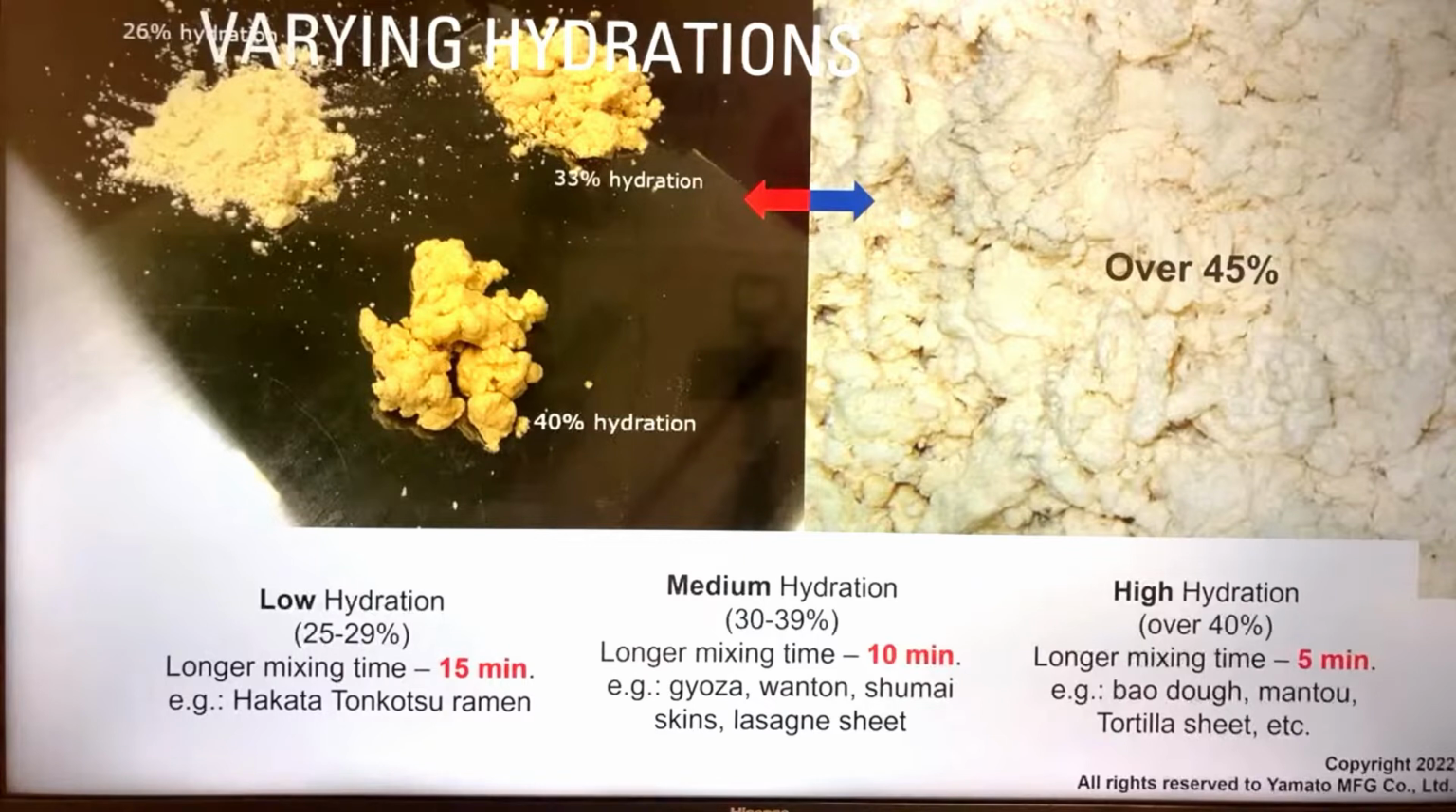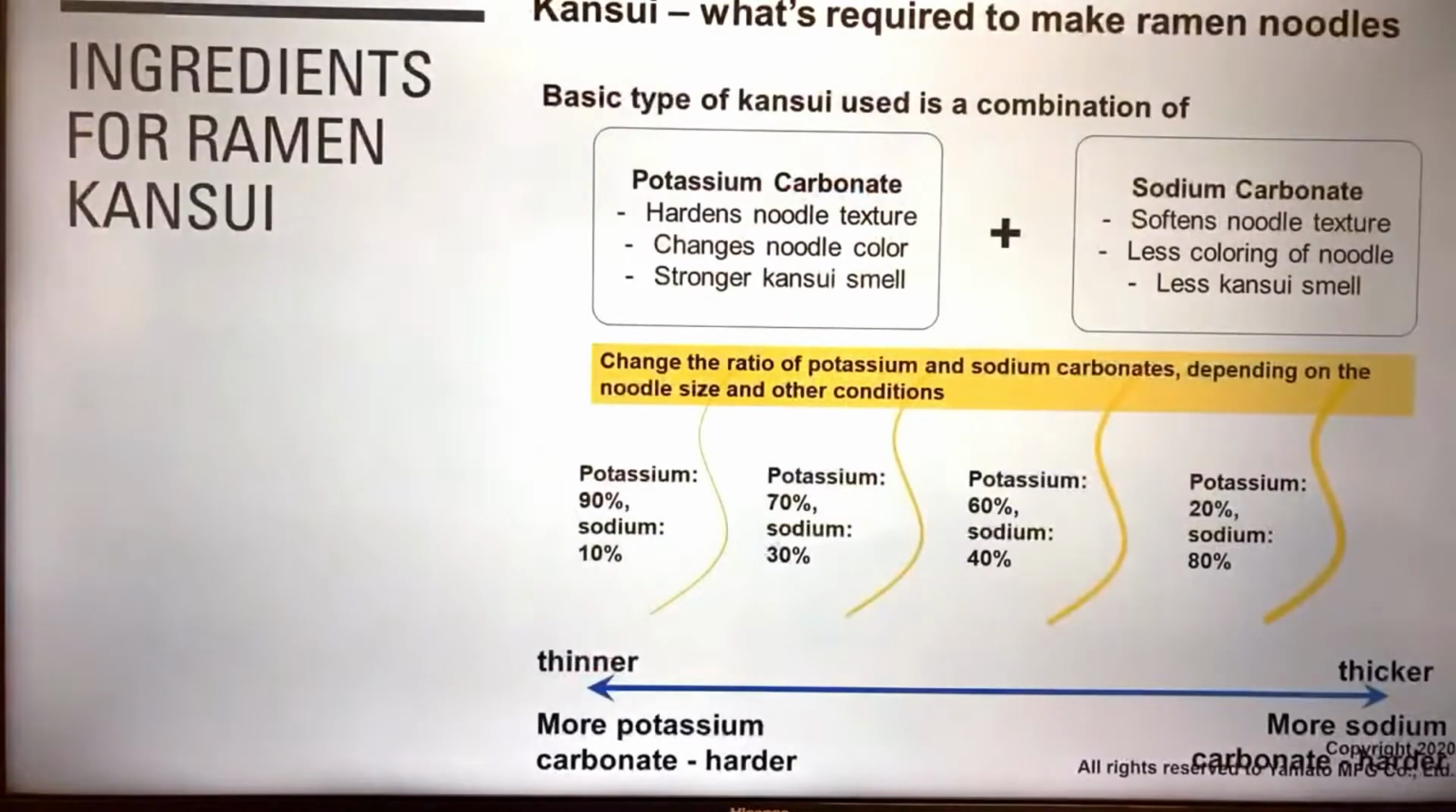And medium, that's 30 to 39%. That's regular Tokyo style miso ramen noodles and such. Over 40% would be high hydration noodles, like udon and soba. Hydration is calculated as the weight of liquid divided by the total weight of the dough. I'm going to get into that more later.